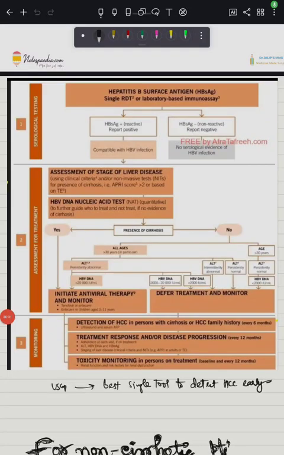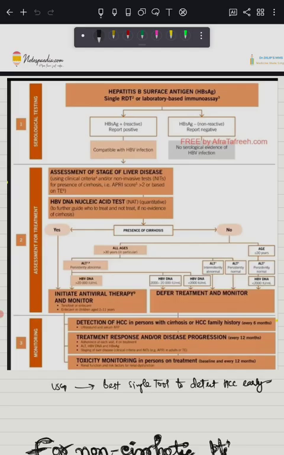This is the HBV treatment algorithm. Now as per this chart, you do serological testing first. So you do HBsAg testing. You can do a single RDT or a lab immunoassay.